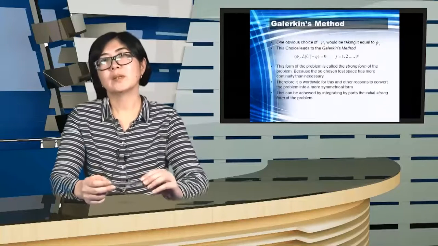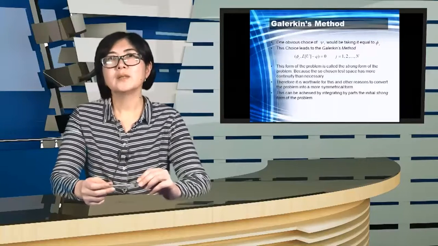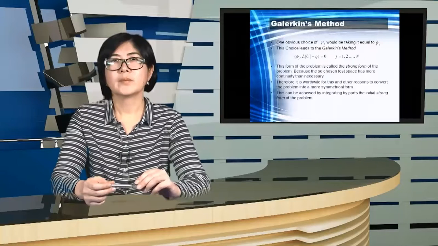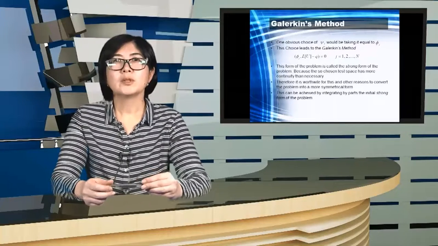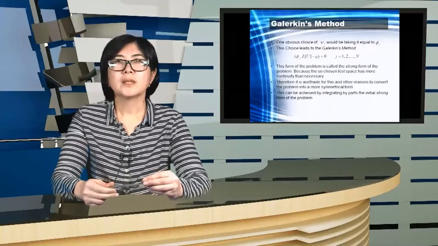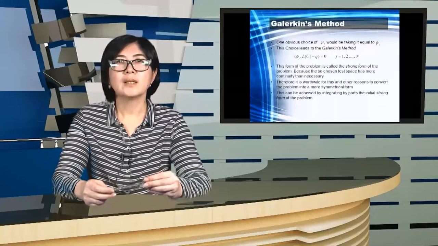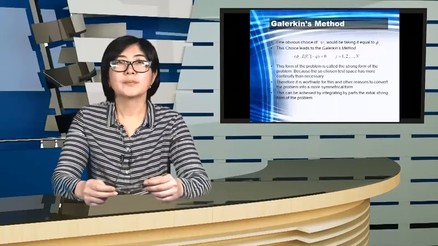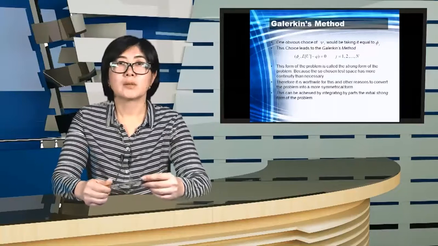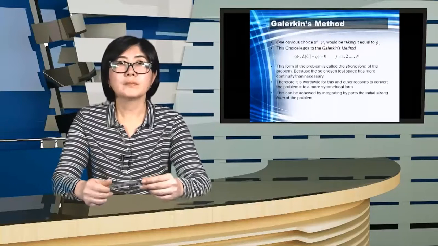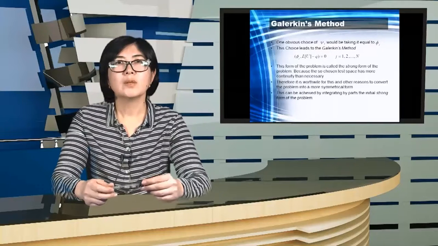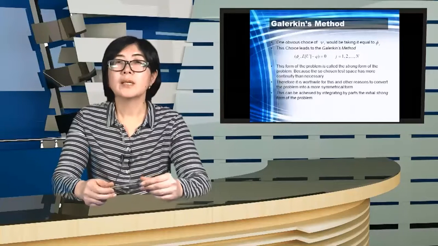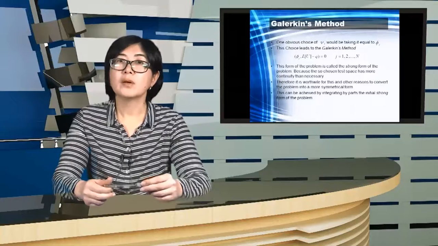The next step is finding a suitable test function. One obvious choice would be taking the test function equal to the trial function. In this case, the equation would become the next equation. This method was proposed by Galerkin, and therefore it is called Galerkin's method.